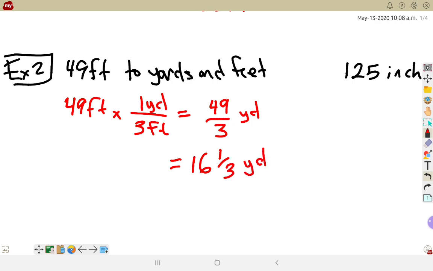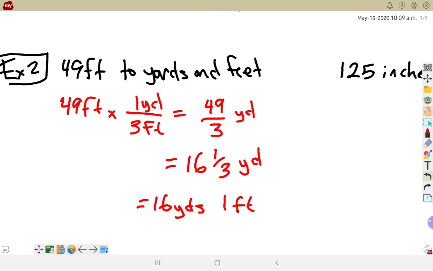Instead of writing 1/3 of a yard, it really means that I got 16 yards entirely, and then I was 1/3 of the way to getting my next one. Well, since 3 feet make up a yard, that one piece that's remaining is my leftover feet. So I took 48 feet and changed it into 16 yards, and I had 1 foot left over, right? If you were doing your long division, you take your whole number portion, and then instead of going into decimals, you take the remainder, okay?